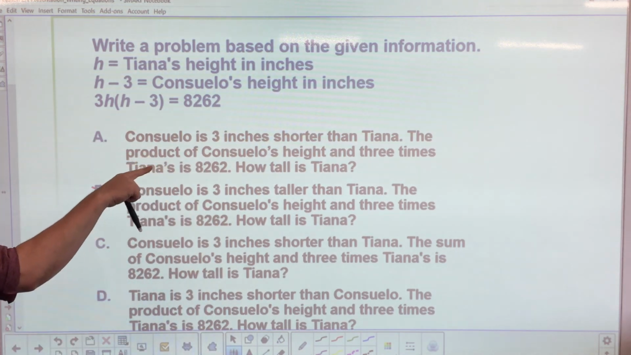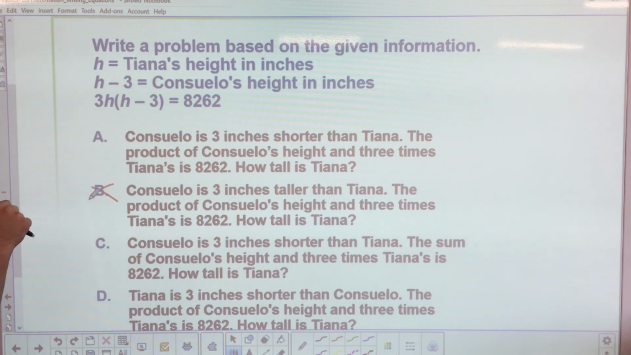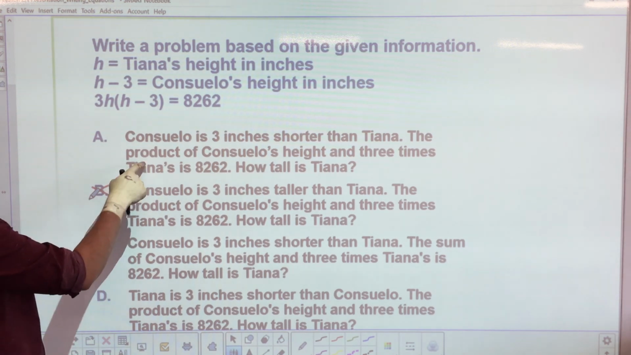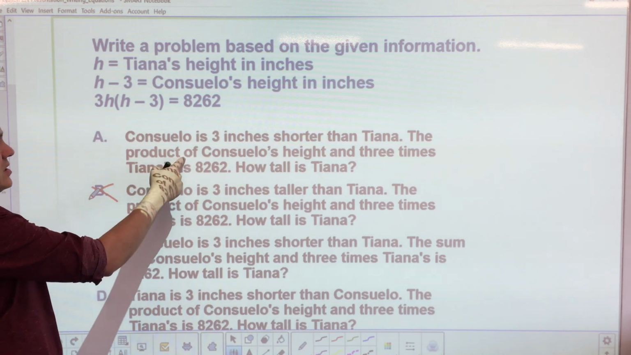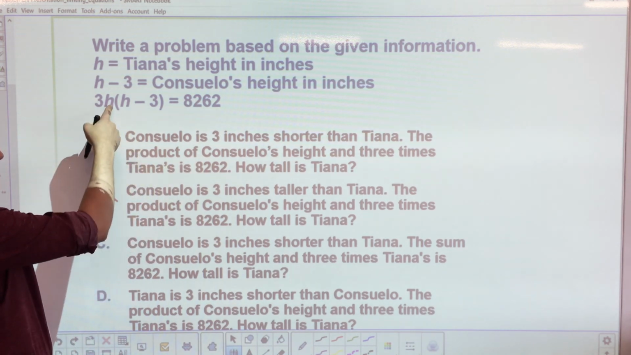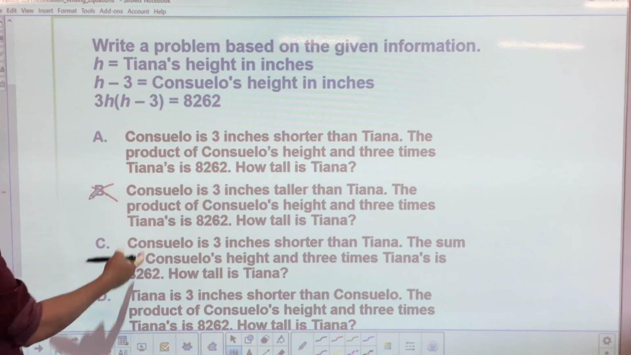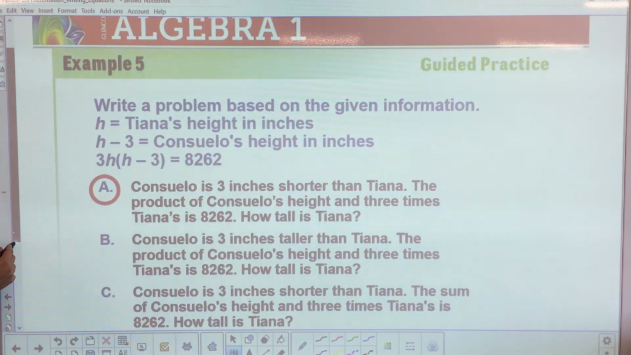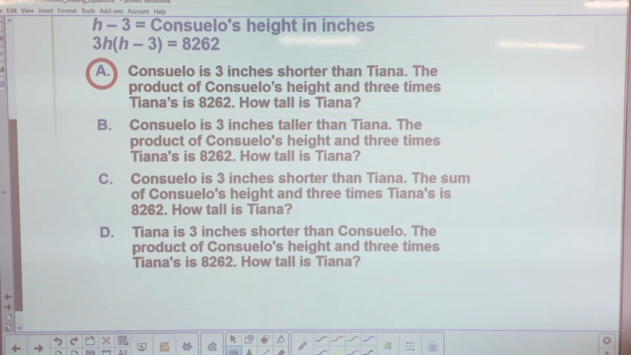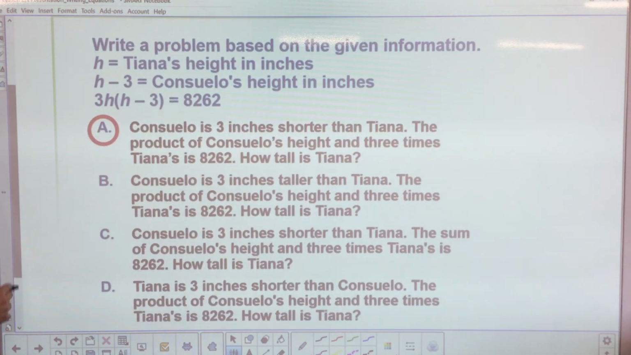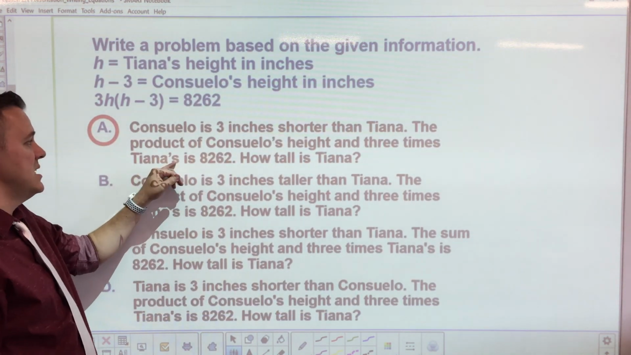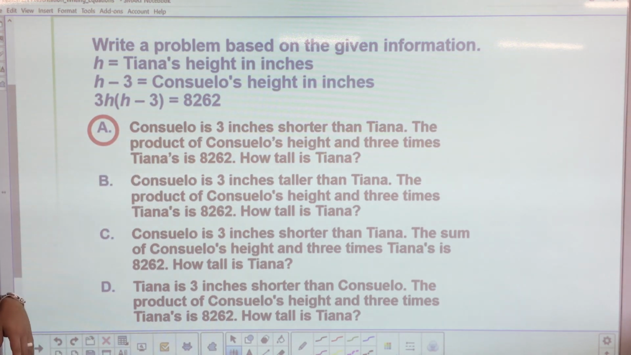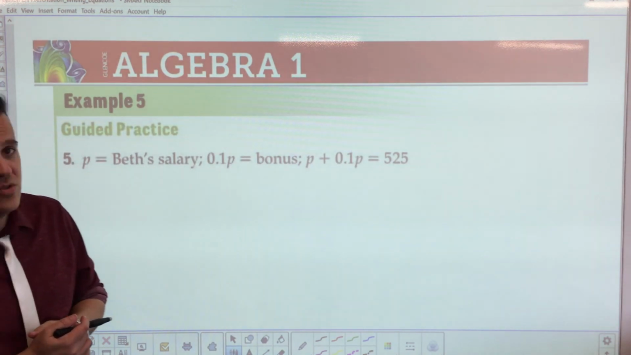Okay, Consuela is 3 inches shorter than Tiana. The product of Consuela's height, 3 times. So my only problem with this one is that it says the product of Consuela's height and 3 times Tiana's. So I don't want to see that. And then Tiana is 3 inches shorter. Do I give the answer? I do. Ladies and gentlemen, I was way off. It is letter A. So Consuela is 3 times shorter than Tiana. The product of Consuela's height and 3 times Tiana's is this. So that's how you write it out. Now, ladies and gentlemen, that's one of the harder examples you'll see. But I wanted to make sure I showed you that one.